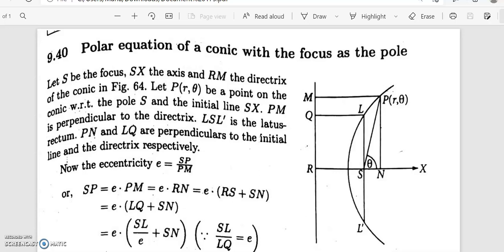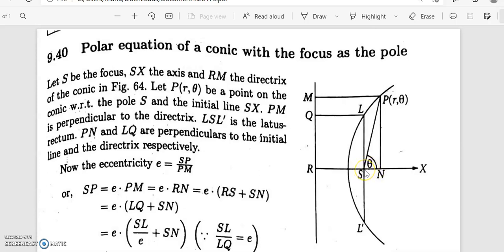Hello all. So in today's class we will look at the polar equation of a conic with focus as the pole. So we have the fixed point which is the pole, so that is taken as the focus. So in this form we will look for what is the polar equation of the conic. So you can see the figure here. So here S is taken to be the focus.